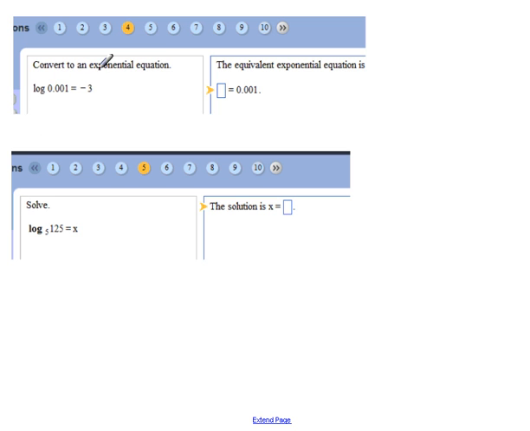Continuing that, convert to an exponential equation. Remember that log of 0.001 equals negative 3. Log without a base is understood to be base 10. So this would mean 10 to the negative 3 is equal to 0.001. So you're going to enter 10 to the negative 3 in the box.